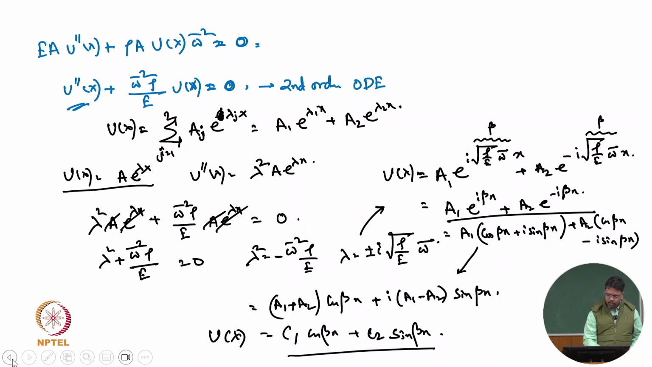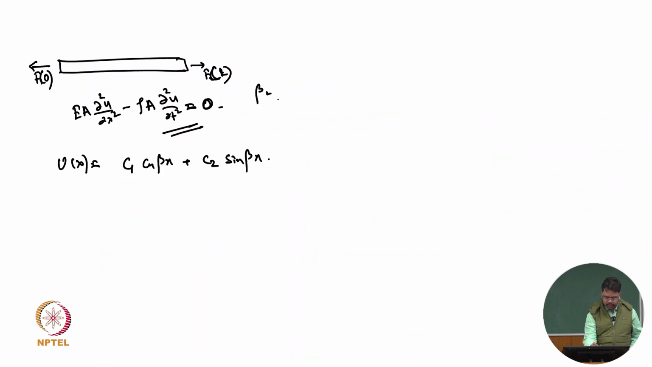Beta is root over of rho by E into omega bar square, that is root over of rho by E into omega bar. That is my beta. So in beta already we can see the frequency term is present. Whatever is the excitation frequency, that frequency term is present in here. Okay, so this is my Ux.